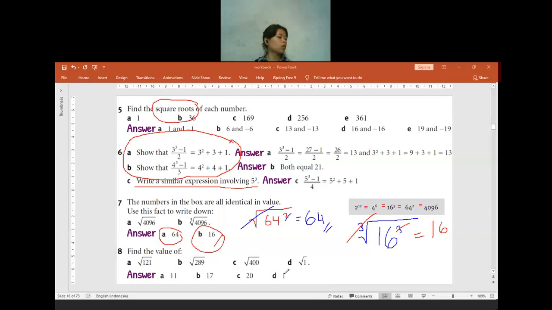Is there anyone who got confused, or maybe I talk too fast? You are getting confused or something? No confusion? Please feel free to ask. No confusion for sure? Okay. If you have no confusion, I will move to the next question.